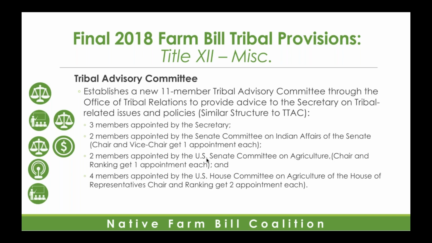So to have that kind of breakdown, and you can see we put together this chart that Blake put together here, there are 3 members that are appointed by the Secretary, 2 members appointed by the Senate Committee on Indian Affairs, so the chair and vice chair each get their own appointment, 2 committee members appointed by the Senate Committee on Agriculture, again with the ranking member and chair each getting their own, and then 4 members from the House Agriculture Committee, where the ranking member and chair each get 2 appointments. How that process goes forward will hopefully become clear.